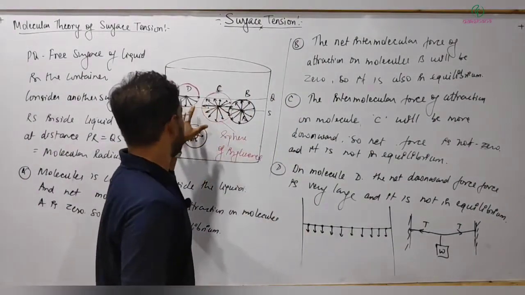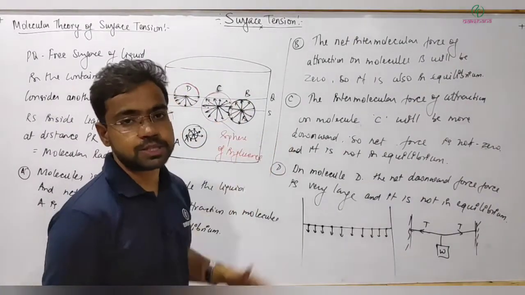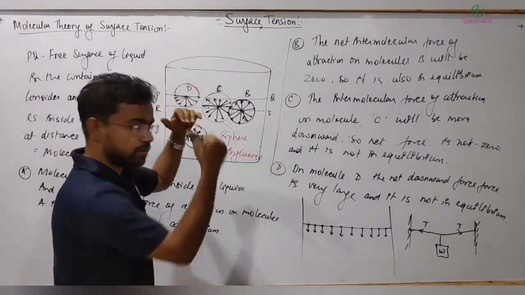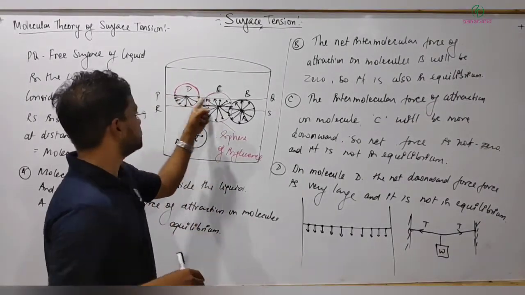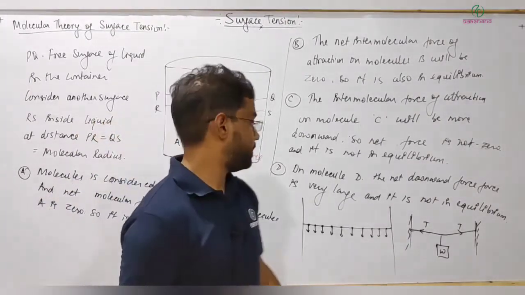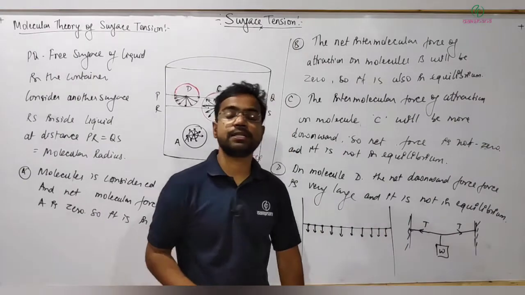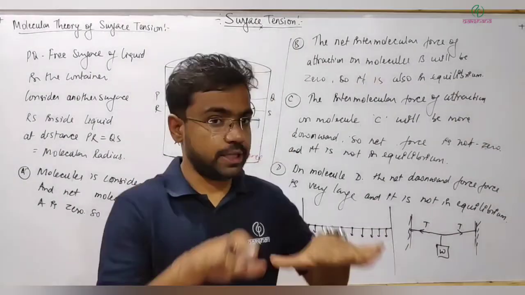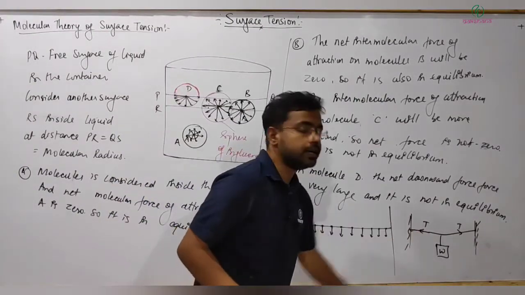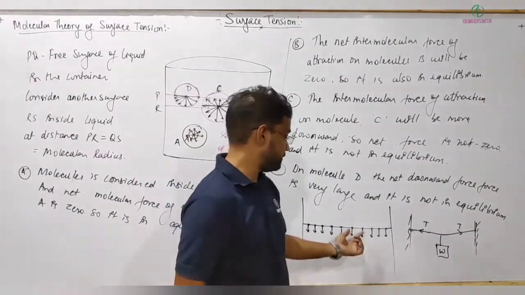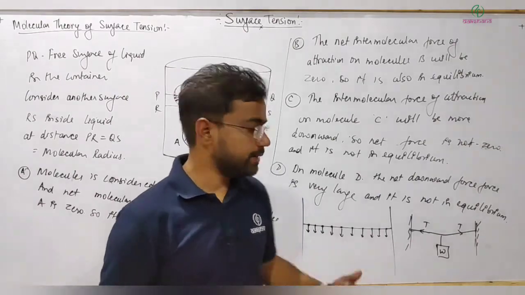But because other molecules will be there, each molecule will be in a similar situation, is it? But they will always try to go inside. Honestly, it's unbalanced. And because of this, what happened actually? There is some surface tension. So tension gets developed in the free surface. Is it? Just like that. Here. So tension gets developed in the free surface, and its tendency is to minimize the surface area. And we can measure it.